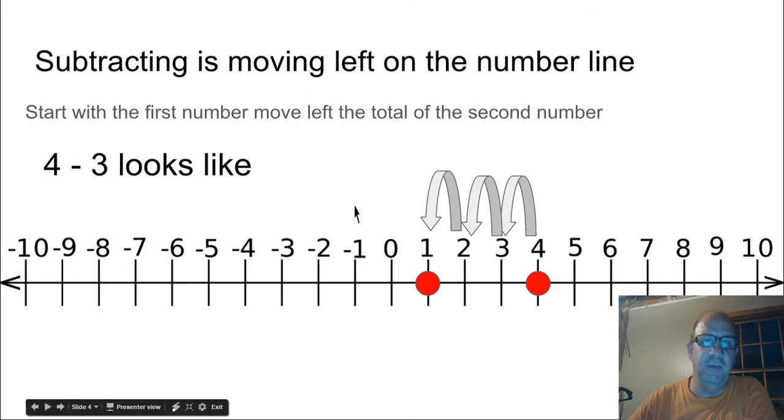Subtracting is moving to the left. Just like the negative numbers are on the left, subtracting means we're moving left. So you start with the first number, 4, and move to the left the total number of the second number. So 4 minus 1, 2, 3. 4 minus 3 equals 1.